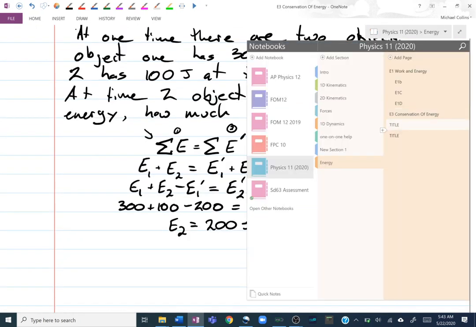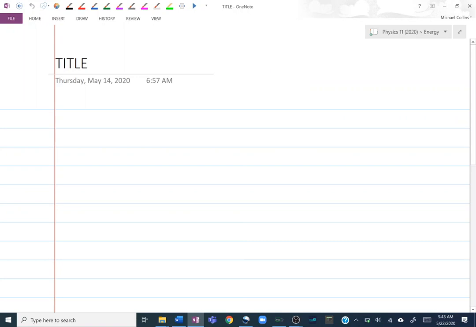Let's look at this next page, which I haven't given a title yet. I'll go back and do that.